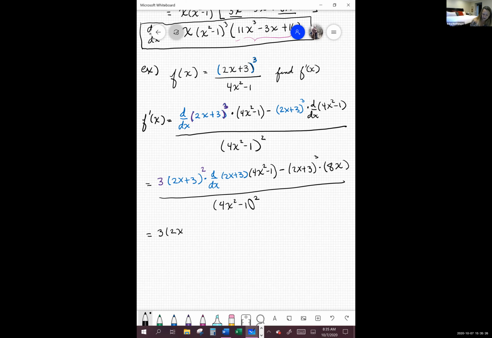So I have 3 times (2x plus 3) quantity squared. The derivative of this piece, 2x plus 3: the derivative of 2x is just 2, derivative of 3 is 0. Times 4x squared minus 1, minus (2x plus 3) cubed times 8x, all over (4x squared minus 1) quantity squared.